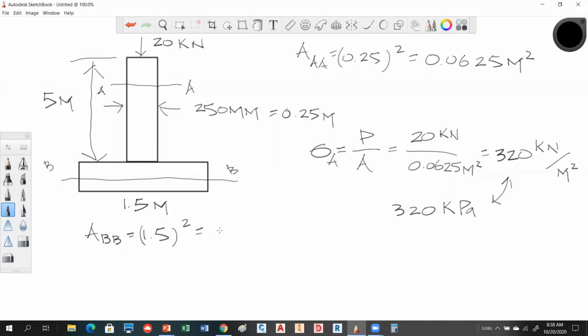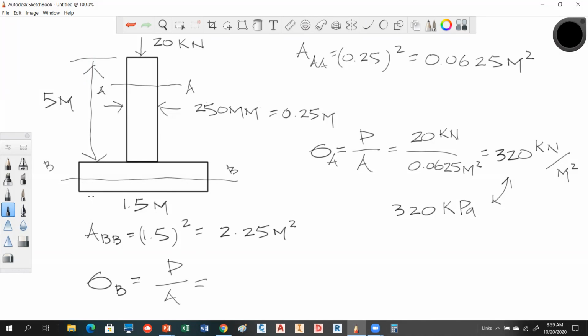That gives me 2.25 meters squared. You guys agree with that number? That's already in meters. And I told you initially this was 1.5 this way by 1.5 coming towards us. So to get the stress at section B, it's again force divided by cross-sectional area.